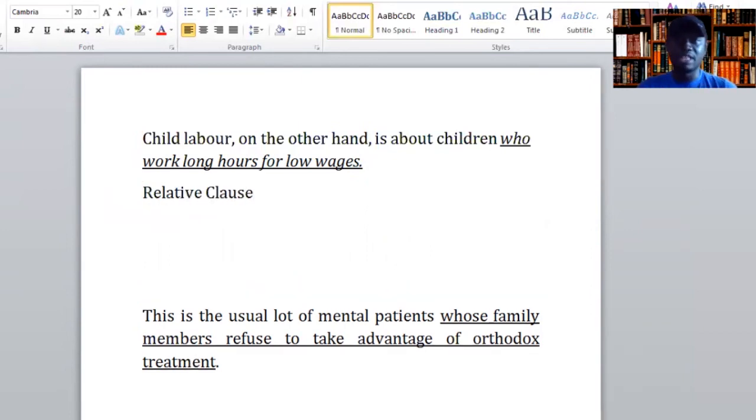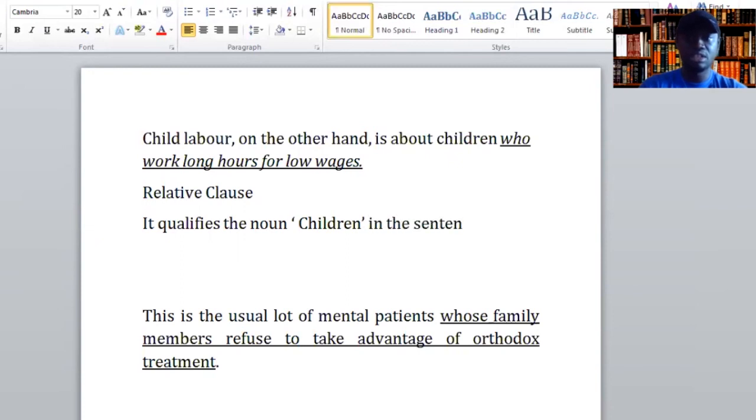It qualifies the noun, children, because this phrase is giving you more information about the children who work long hours for low wages. So it qualifies the noun, children. Remember, the grammatical name will give you 1 mark. The function will give you 2 marks, so 3 marks in all.